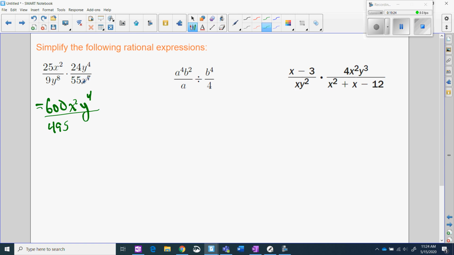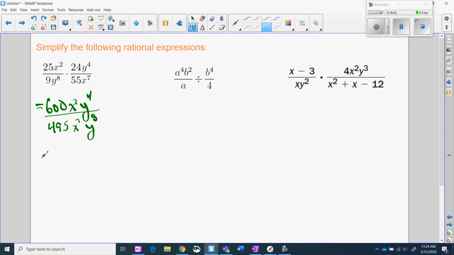Y to the 8th times x to the 7th. Again, they're not the same variable, so they're not going to combine together and add exponents or anything like that. I always like to try and line them up here. So you could put y to the 8th, x to the 7th, but I like to put the x's under the x's. So x to the 7th and y to the 8th.